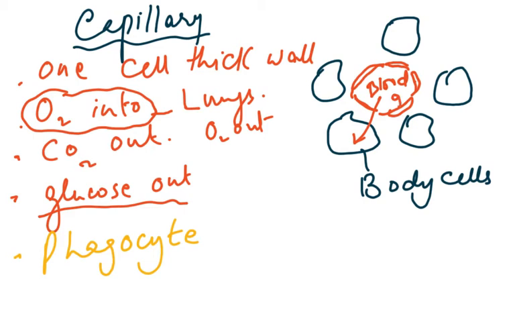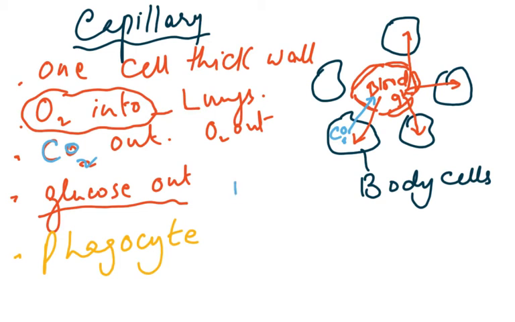So glucose is needed by the body cells. So glucose is going to go into the body cells, because the body cells are going to respire glucose and energy is released. Similarly, the cells are producing carbon dioxide. So the carbon dioxide is going to diffuse from the body cells into the blood. So you have to understand that the capillaries will allow this exchange of substances.